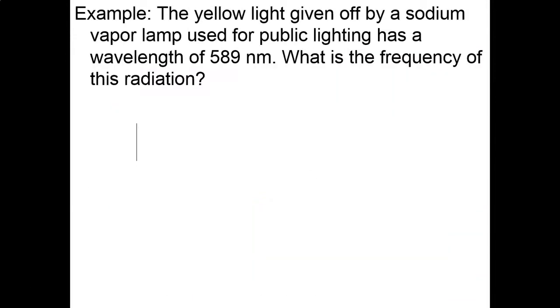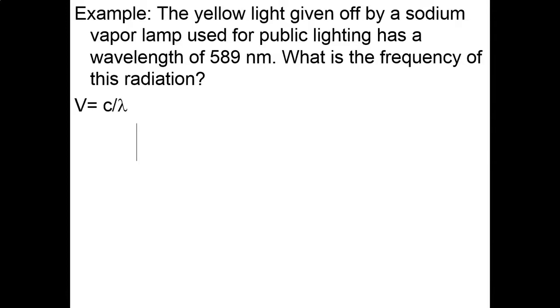All right, so here's an example of these different formulas being used. So the first example: the yellow light given off by a sodium vapor lamp used for public lighting has a wavelength of 589 nanometers. Pretty small wavelength. What is the frequency of this radiation? All right, so frequency is really straightforward, right? You just use c equals lambda nu.